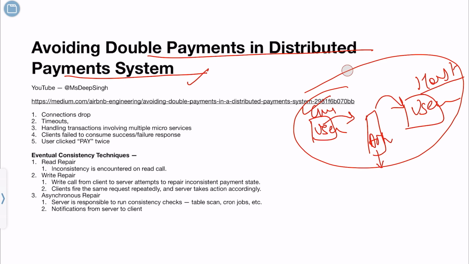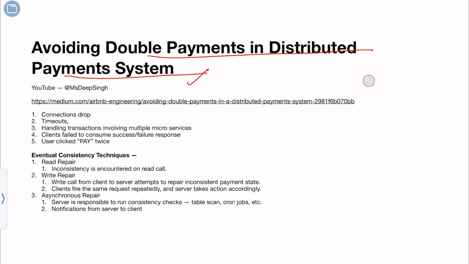And how can you ensure that in a distributed architecture, where there are multiple systems involved, the payment is only processed once, with definitely lower latency in the picture?